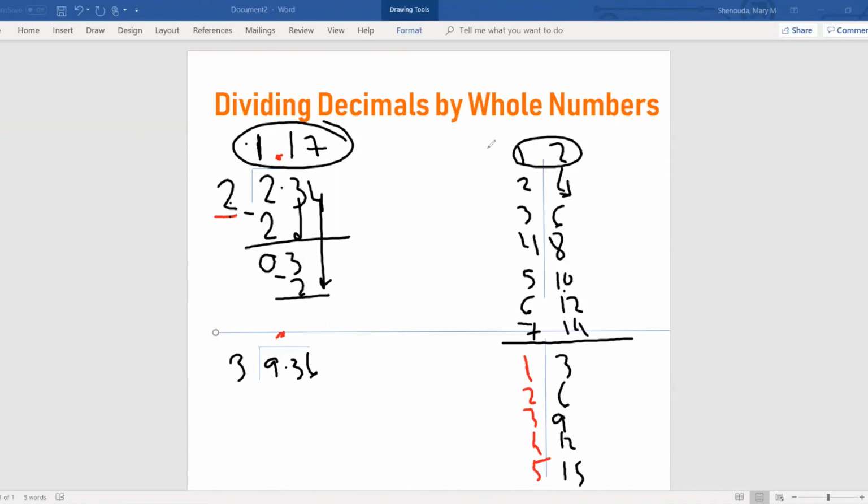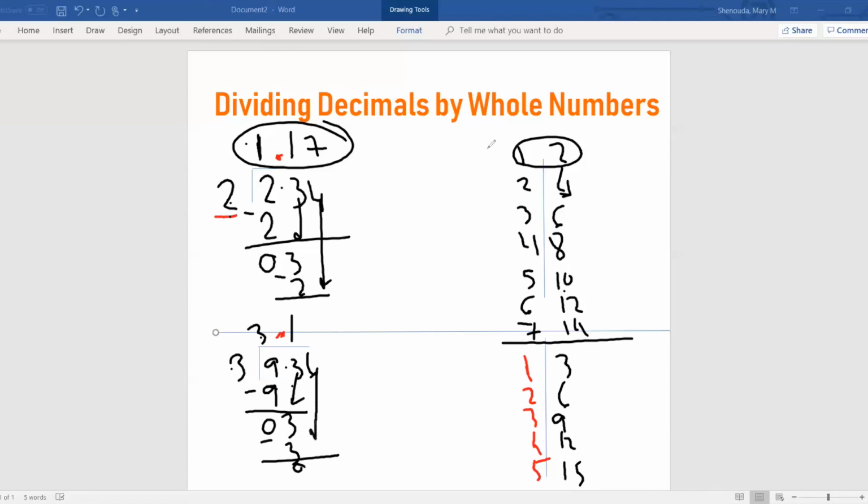3 goes into 9 3 times. 3 times 3 is exactly 9. I subtract, and that will leave me with 0. Then I'll bring down the 3. 3 goes into 3 1 time. 1 times 3 is 3. I subtract, and that will leave me with 0.